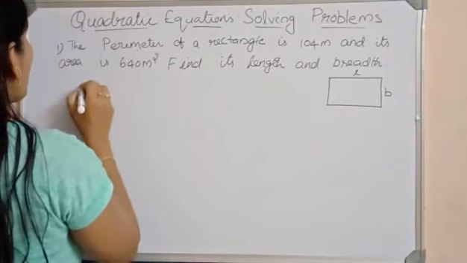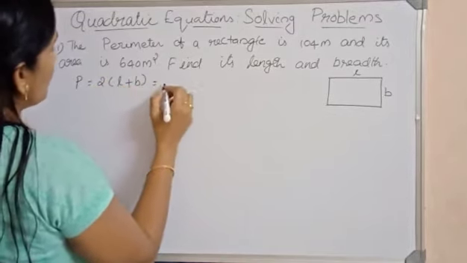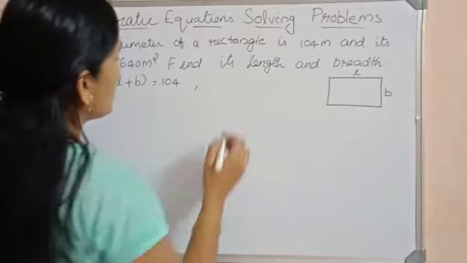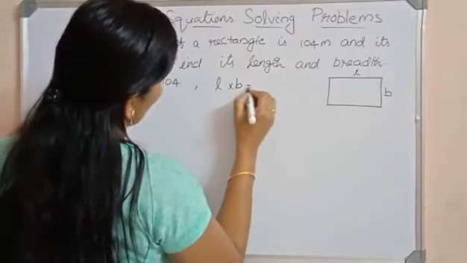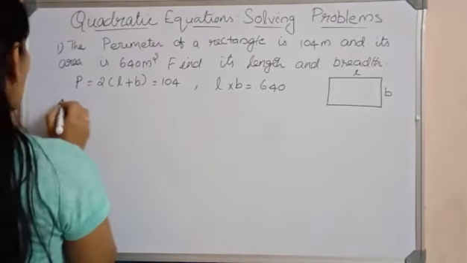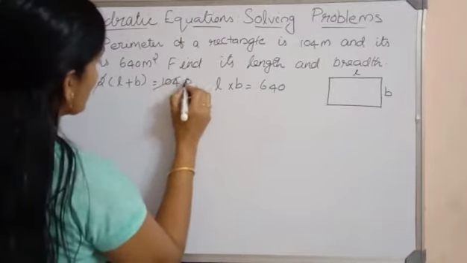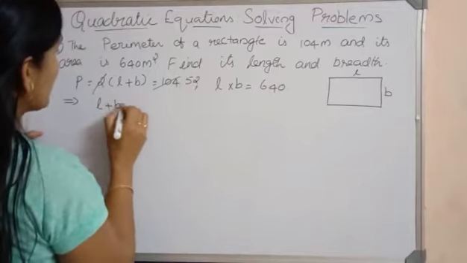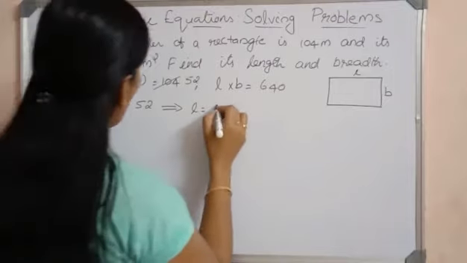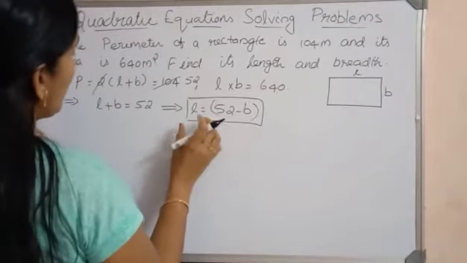So the perimeter of a rectangle P is equal to 2 into (L plus B), and that is equal to 104, and the area is 640 meters square. So L into B is equal to 640. These are the data given. Now on simplification, 2 and 104 will be cancelled. This is 52. L plus B is equal to 52, or this implies L is equal to 52 minus B. So this is what we get for L.